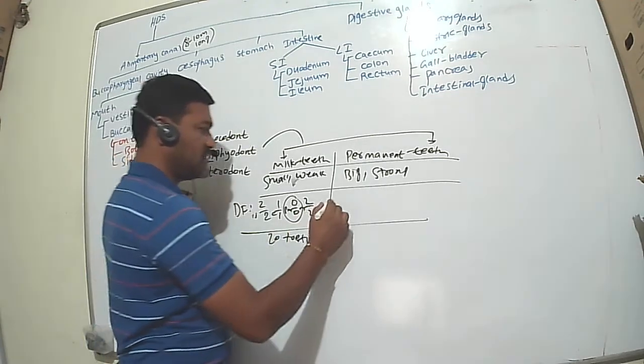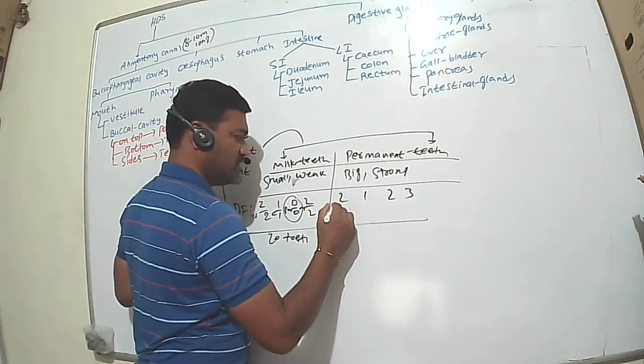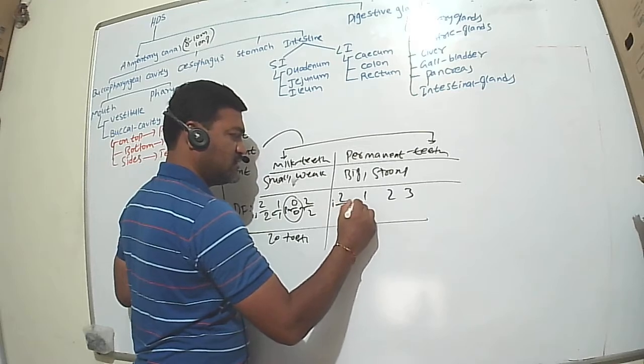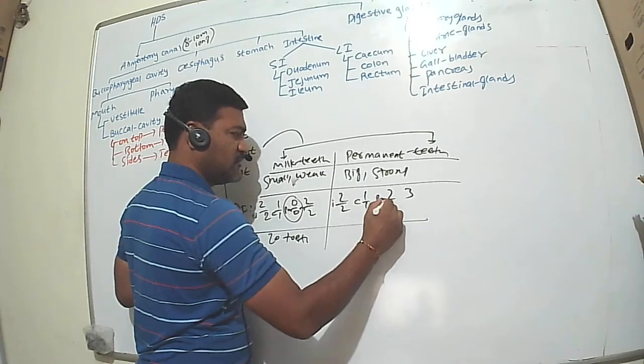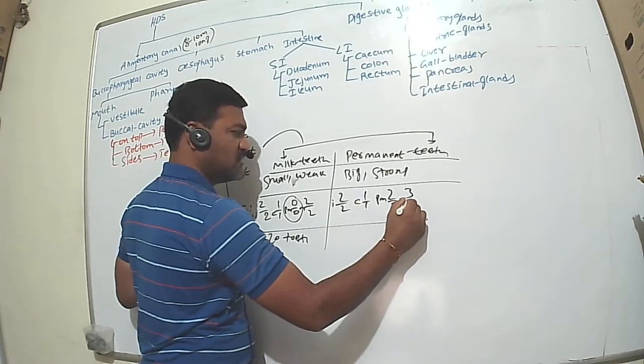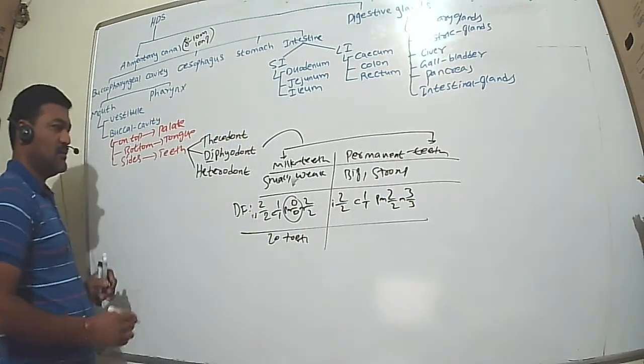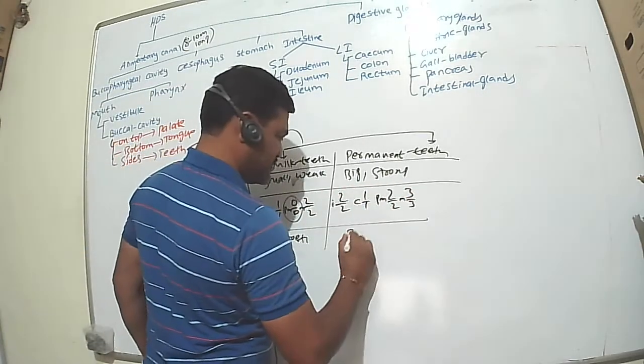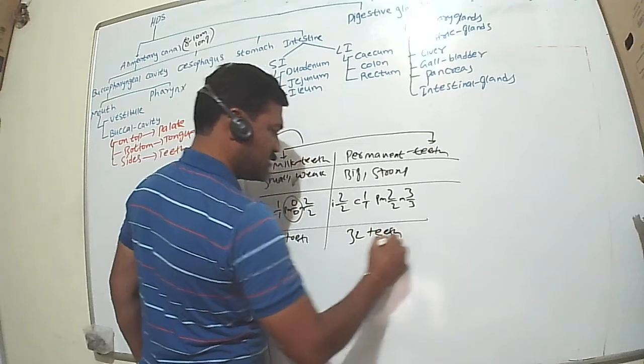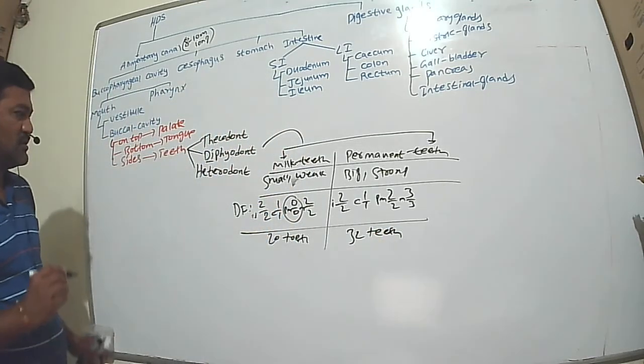But the permanent teeth dental formula is 2, 1, 2, 3, or incisors 2 by 2, canines 1 by 1, premolars 2 by 2, and molars 3 by 3. So totally you have 32 teeth, 16 in the upper jaw and 16 in the lower jaw, 32 teeth.